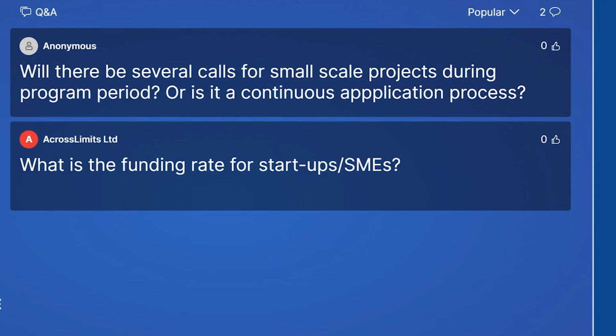Okay, and since we're on funding rate, what is the funding rate for startups and SMEs? The funding rate is the same for everyone except Swiss partners in our program. It's a 60% maximum, and we don't differentiate between startups or other partners. There is a support for micro enterprises and advanced payment that you can apply for, and I would say do look it up in our program manual.